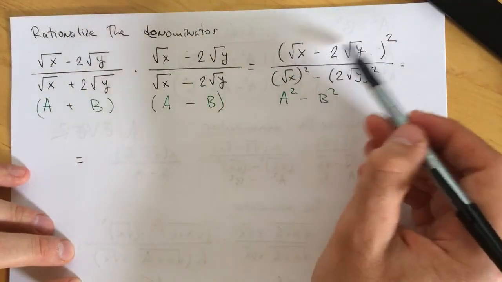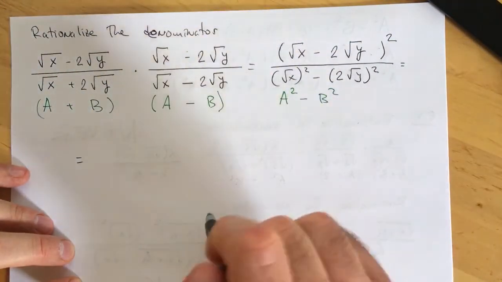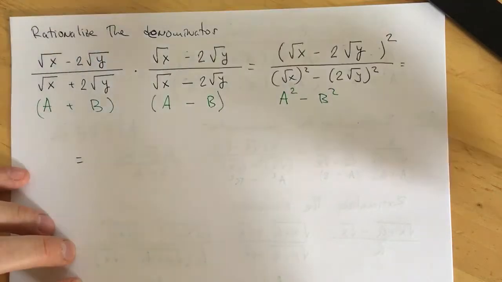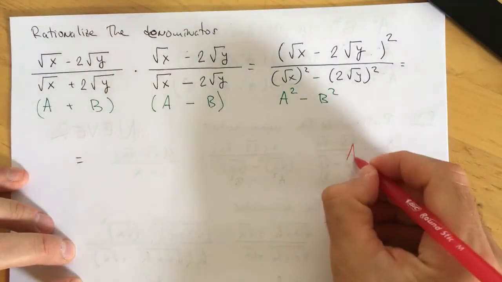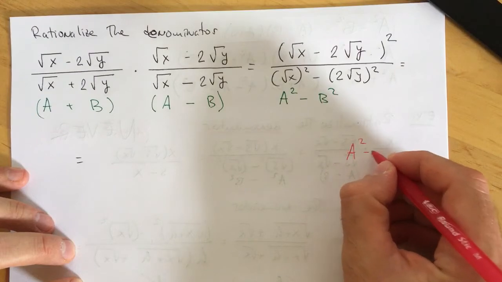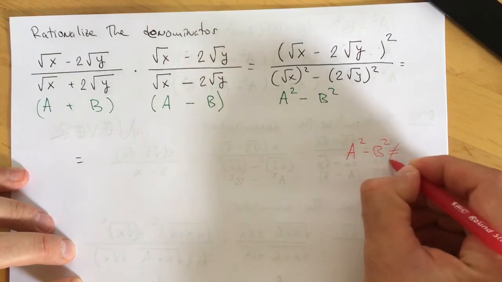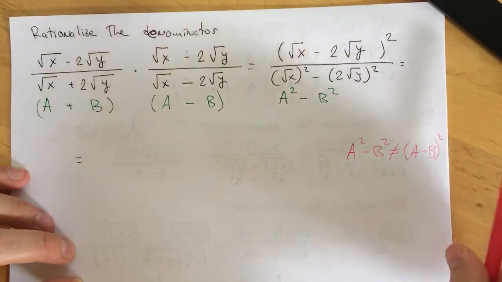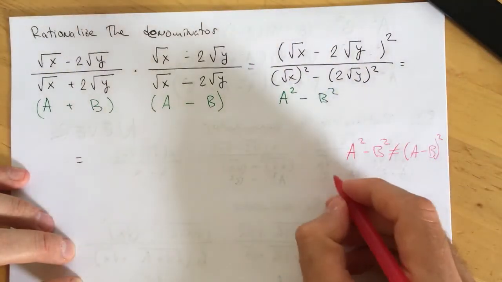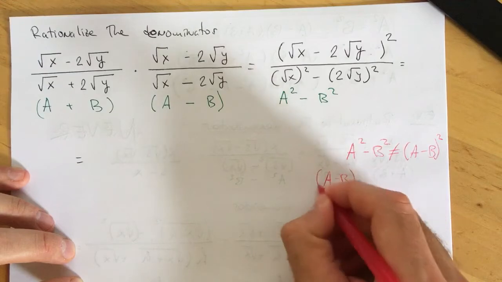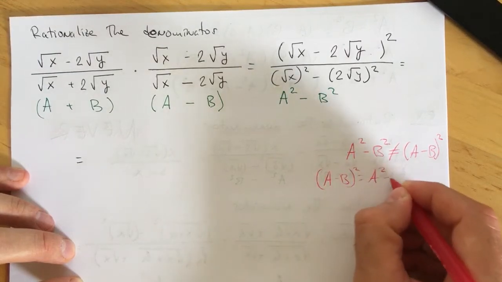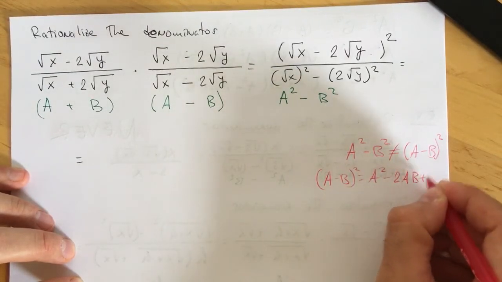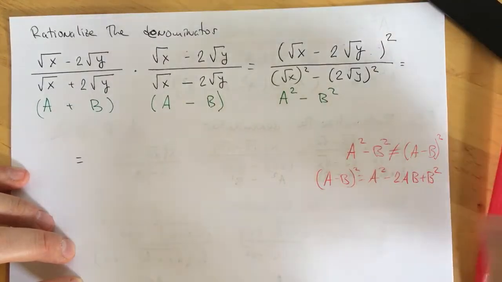Can I cancel these terms right here? No. So again, don't fall in this trap. A squared minus b squared is not equal to a minus b, the whole thing squared, right? Rather, a minus b squared is a squared minus 2ab plus b squared.